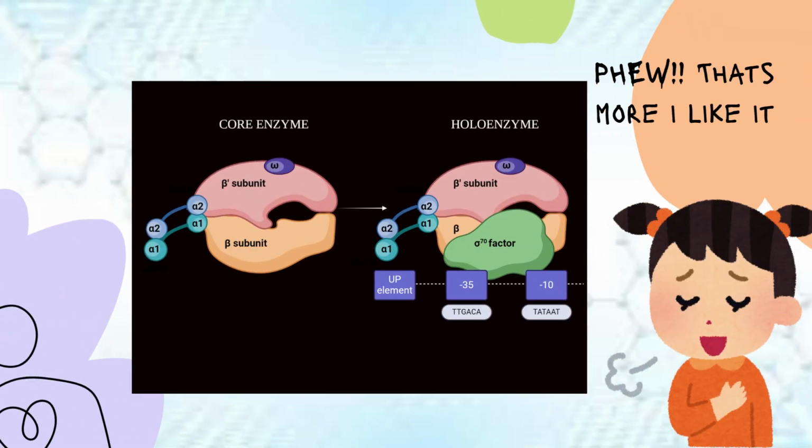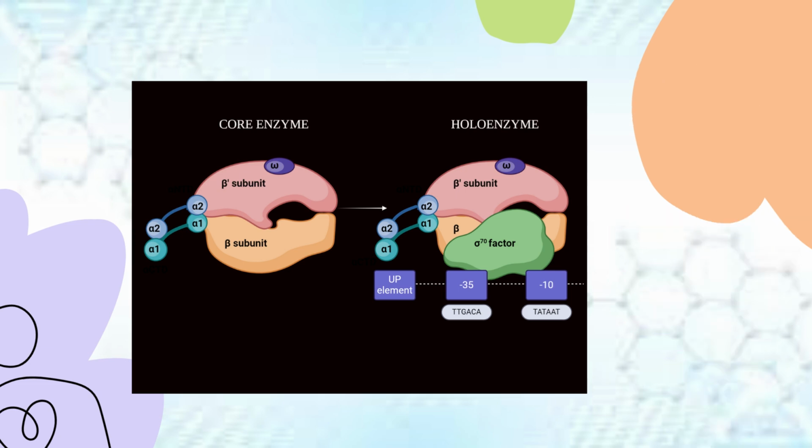Let's now talk about the parts and functions of the enzyme RNA polymerase. It is made up of 1 sigma subunit, 2 alpha subunits, 1 beta subunit, and 1 beta prime subunit. The function of the sigma subunit is that it recognizes the promoter and guides the RNA polymerase to the correct starting site so that transcription might start, which we will dig deeper into when we talk about initiation.